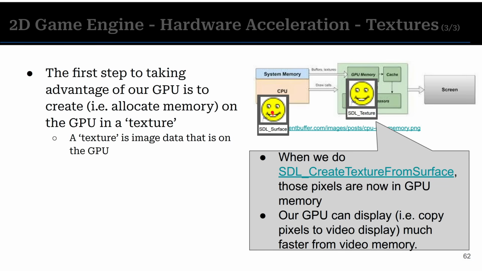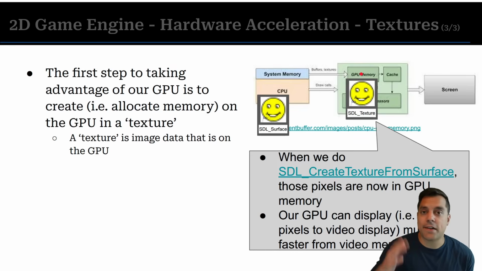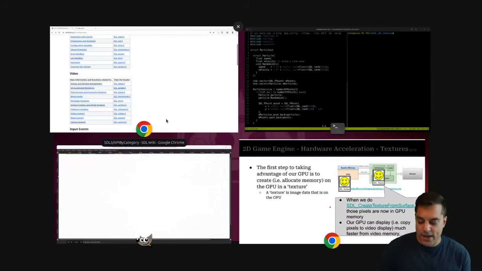We can actually get rid of that surface that's on the CPU if we don't need it. That's going to be up to us if we think we'll use that surface again or modify it. But otherwise, we have in a separate location a copy of those pixels that were on our CPU, on our GPU. And now our GPU can draw these really, really fast. And that's really all there is to it. Okay, and SDL makes this really, really easy for us. So let's dive into our code a little bit.